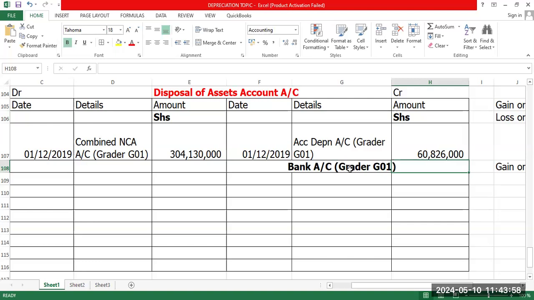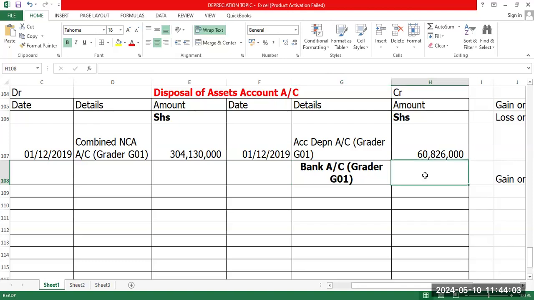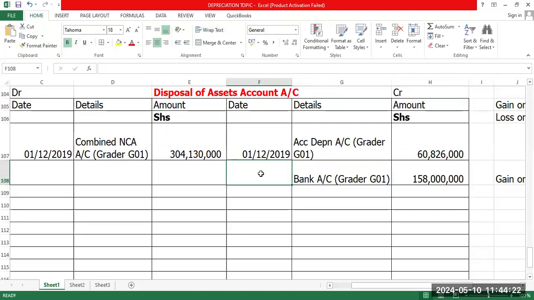And you ask yourself, how much are you actually receiving? How much are we receiving on disposal? 108 million. Yes. Okay. Then on which date? On the same date. So we are asking ourselves, on this very date, did you actually make gain on disposal or loss on disposal? That is our aim.